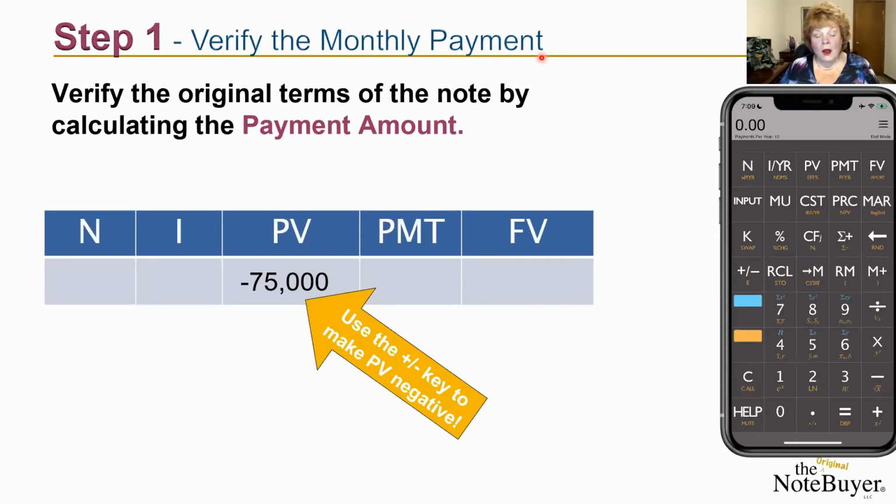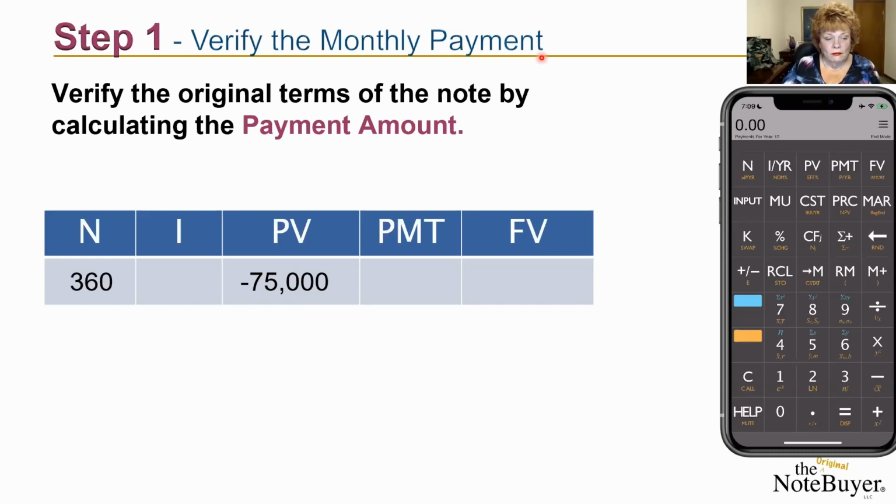Even if I'm the borrower, I'm going to look at it as though I'm a lender. That way I don't get mixed up on, oh, should I make this negative? It depends on whose view you're looking at it from. So if I'm lending somebody $75,000, this is going to be negative.